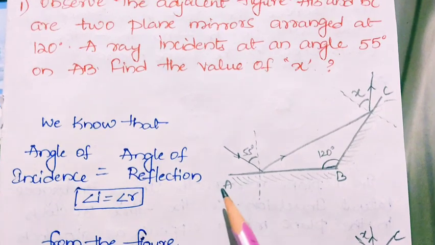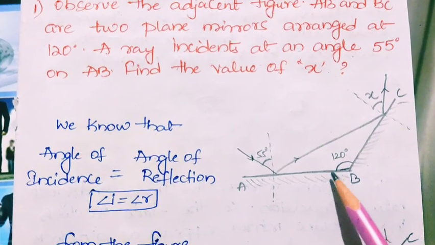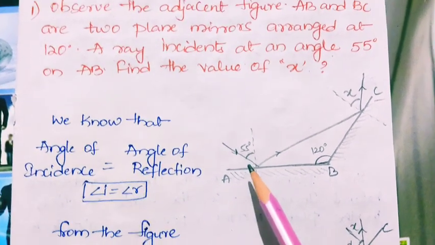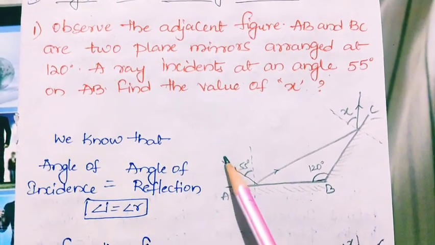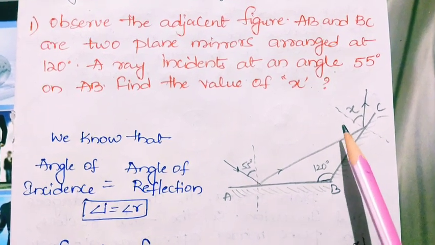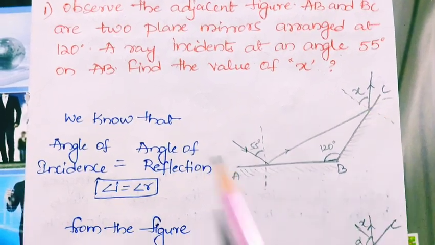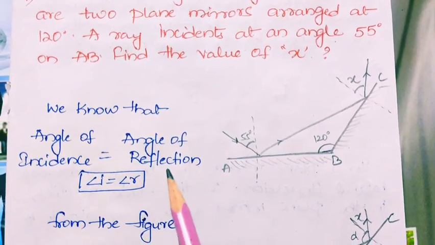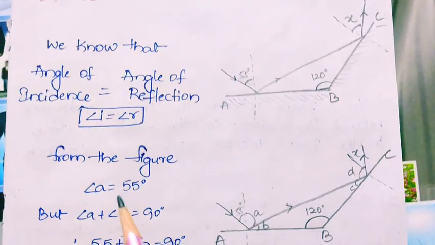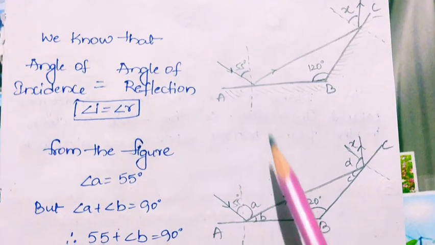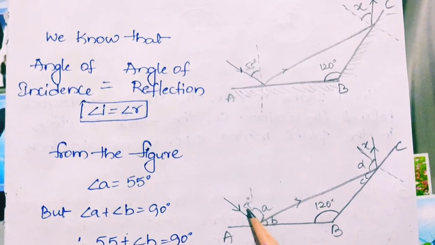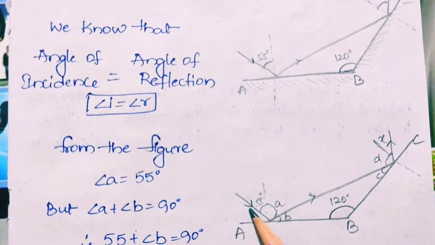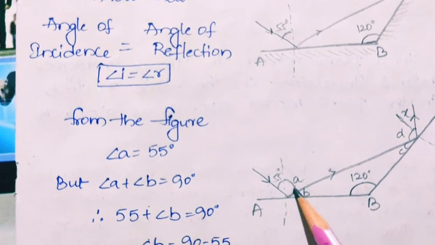look at the figure. The angle between the mirrors is 120 degrees. A ray is incident at an angle of 55 degrees. We have to find the value of x from here. As we know, the angle of incidence is always equal to the angle of reflection, i is equal to r. So this is the incident ray and the reflected ray, and they are always equal. It is 55, so this will also be 55.